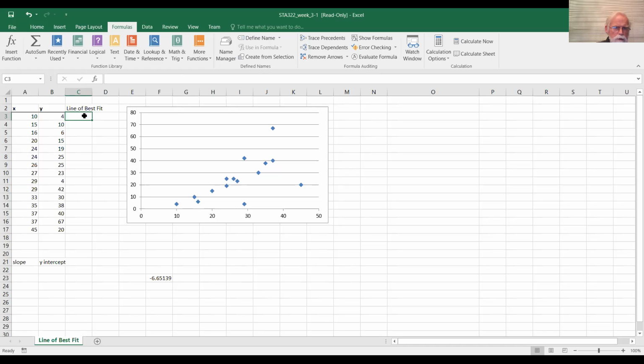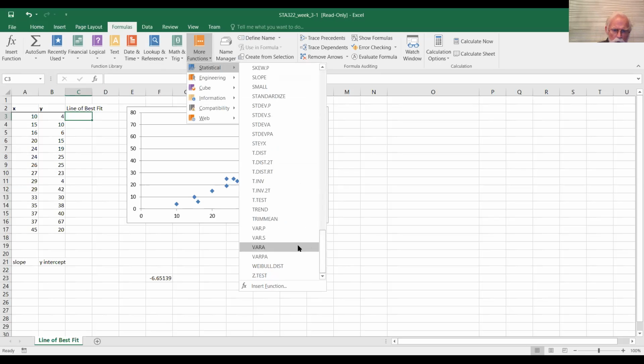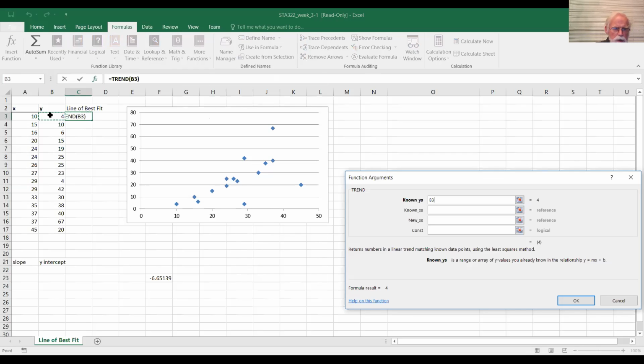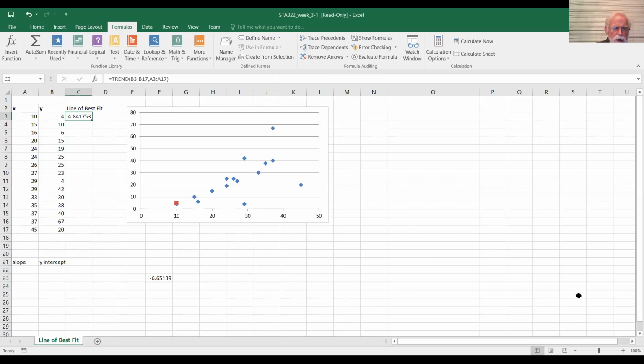So it doesn't like doing that. Here's what I have discovered will work to a certain extent. We put in the known Y's and the known X's for this one, and we calculate a value. So that's for the first point.